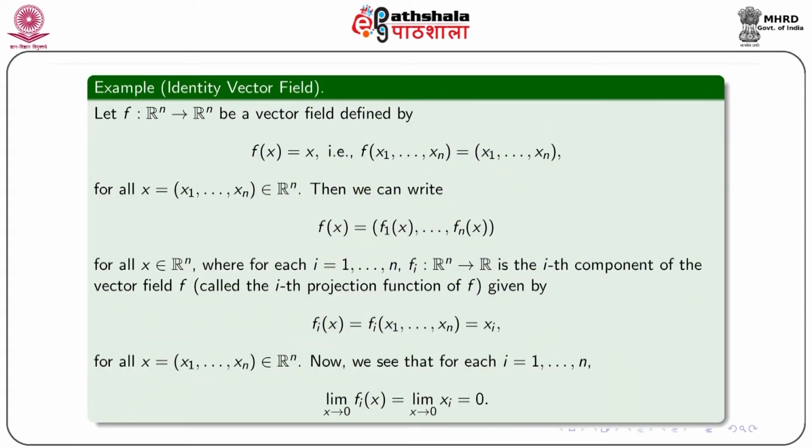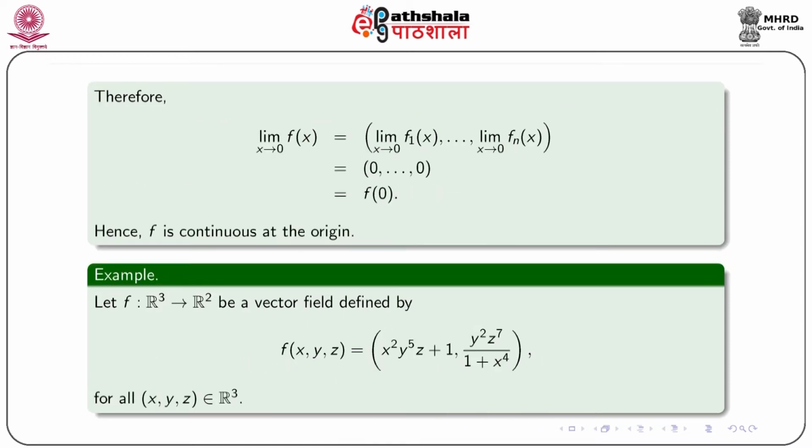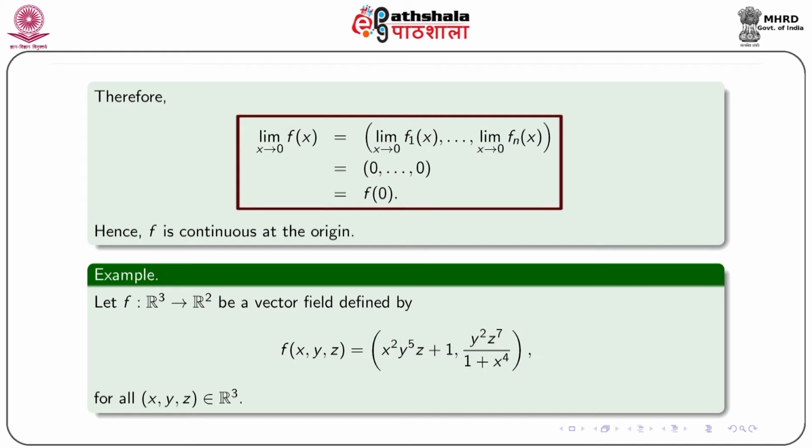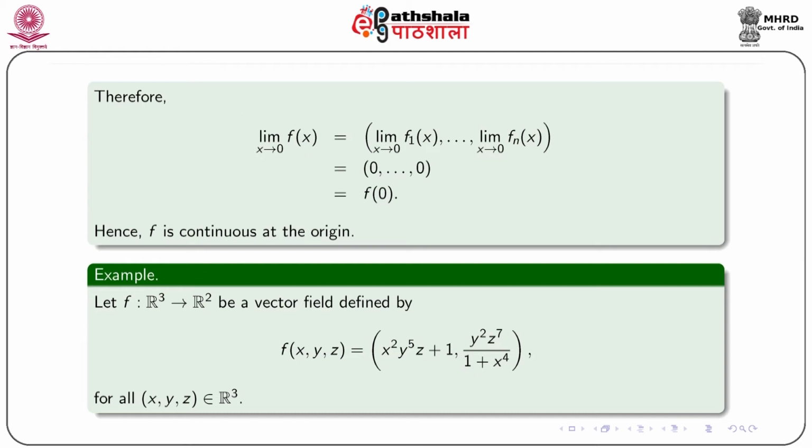Now, we cite an example. Let f be the identity vector field on Rn, that is f(x) equal to x for every x in Rn. Now, for i from 1 to n, we find that fi(x) equal to xi. So, if we consider the limit of fi(x) as x tends to 0, its value is 0. Therefore, limit of f(x) as x approaches 0 is nothing but the origin, that is f(0). Hence, f is continuous at the origin. We can check that f is continuous at any point in Rn.